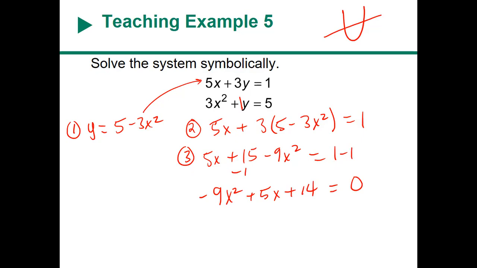If you have strong factoring skills, you can factor at this point. If you don't have strong factoring skills, sing it with me. X equals negative b plus or minus the square root of b squared minus 4ac divided by 2a. Hey, okay? That's your other option. If you are great at factoring, you can factor. If you're not great at factoring, then you just do the quadratic formula.